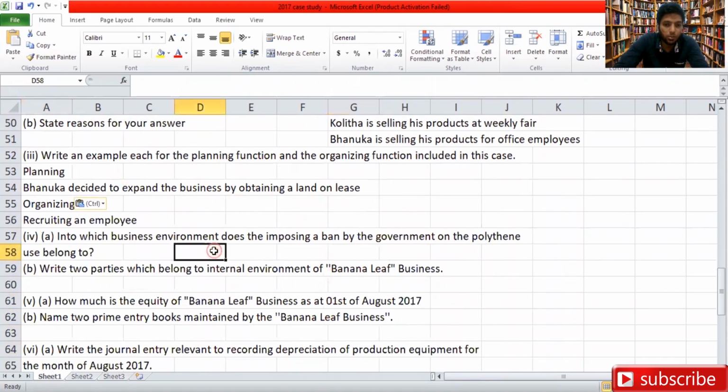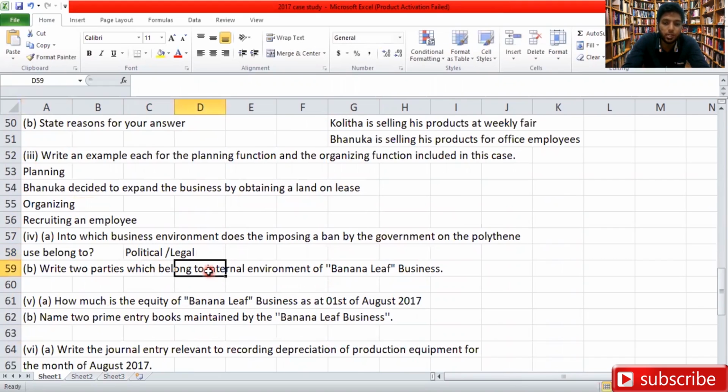In which business environment does the government imposing a ban on polythene use belong? You can write political or legal, both are correct. Either it can be the political environment or the legal environment. What's the reason it becomes the political and legal environment? You have a lot of environments in an external environment, but specifically it is a government thing which is involved. So either the government will be involved in politics or they will be involved in setting some regulation, which comes under the legal environment.